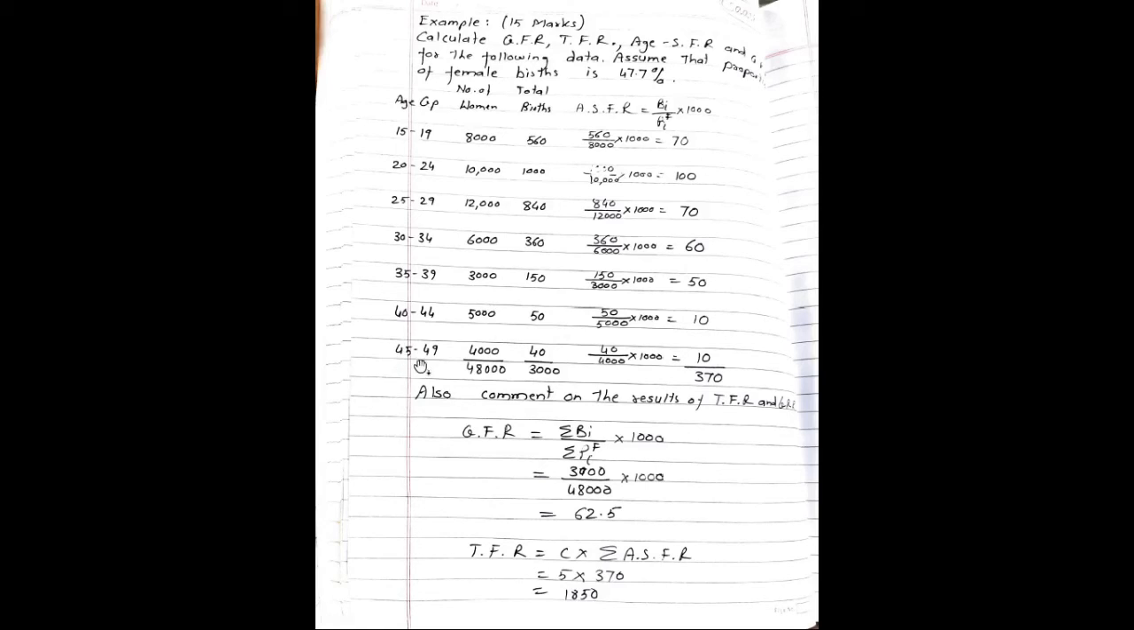Last age group is 45 to 49. Number of female values are 4000. Total births are 40. So ASFR calculation is 40 upon 4000 into 1000, which is equal to 10.